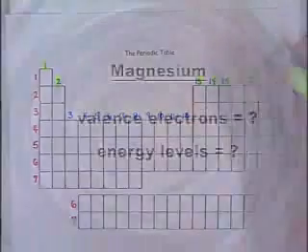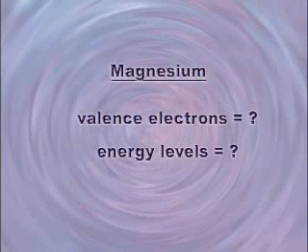Before we go on, let's get a little use out of our cheat sheet, the periodic table, by answering a few questions. You do not need to write these down, but you do need to use your periodic table to figure them out in your head. How many valence electrons would an atom of magnesium have? And what would be the energy level of the valence electrons?